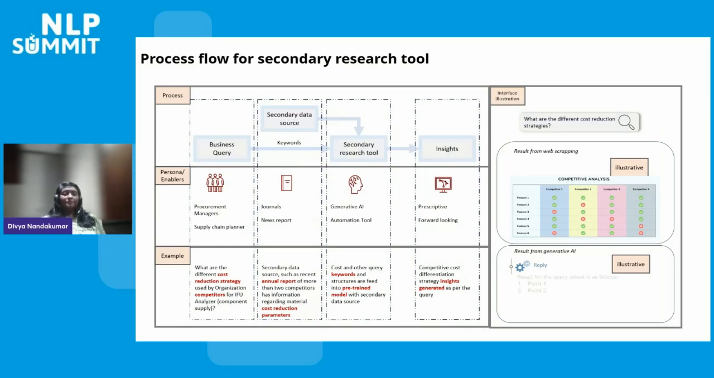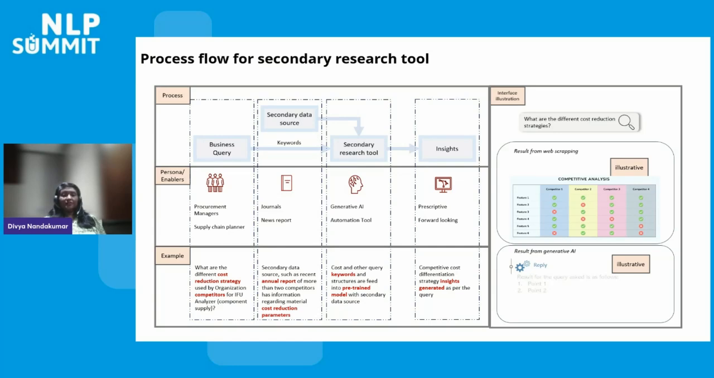So, when it comes to the process flow for the secondary research tool, there could be a process, a persona or an enabler, and I have also quoted an example here. Let's say there is a business query that a procurement manager or a supply chain planner has in terms of what is the cost reduction strategy that my competitor is obtaining. If that is the kind of business query, then the secondary data source could be some journals or some news reports which have some substantiating data required for these insights.